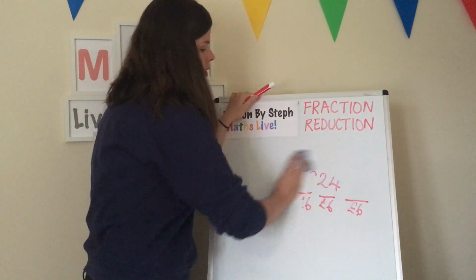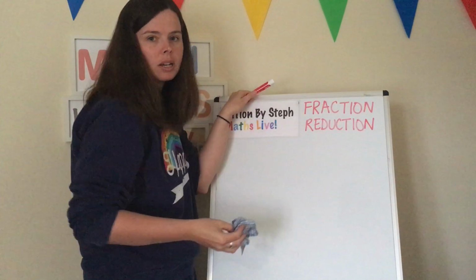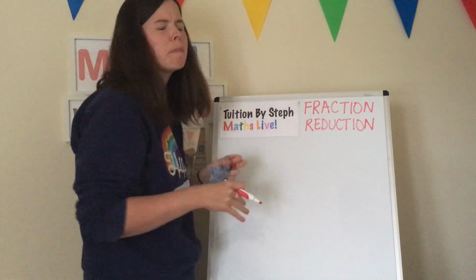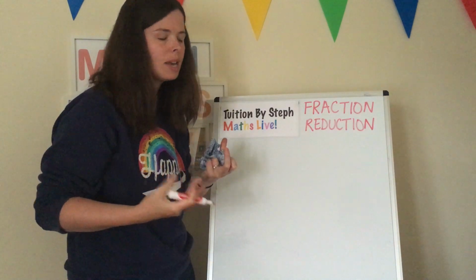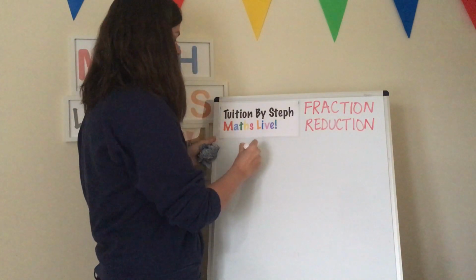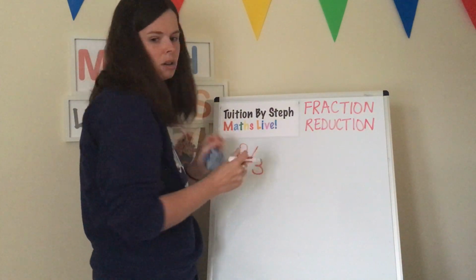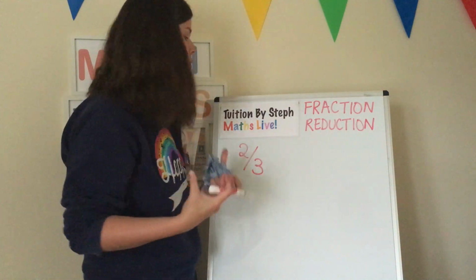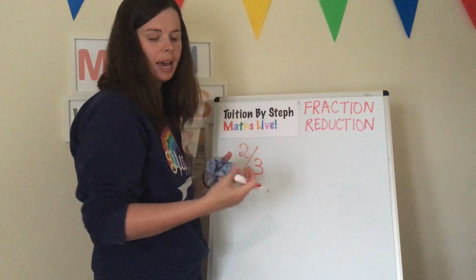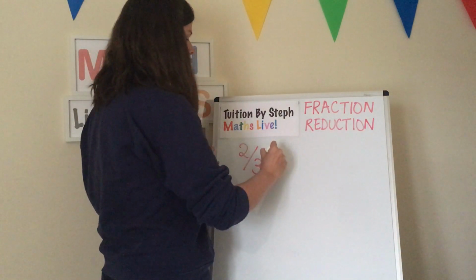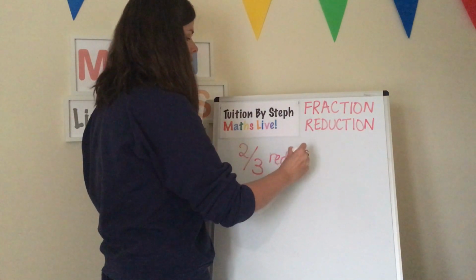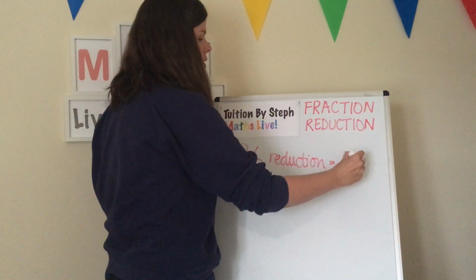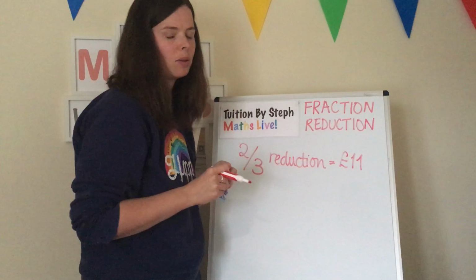Now, what happens when the numerator is not 1? What if there's a massive sale on and something is reduced by 2/3? Maybe an item of clothing in the shop is reduced by 2/3. And the new price, after the 2/3 reduction, is £11.